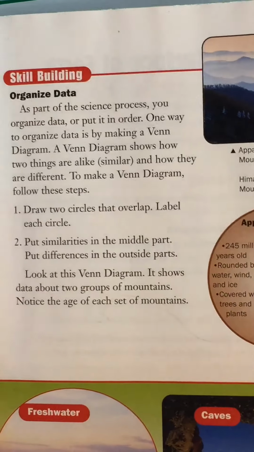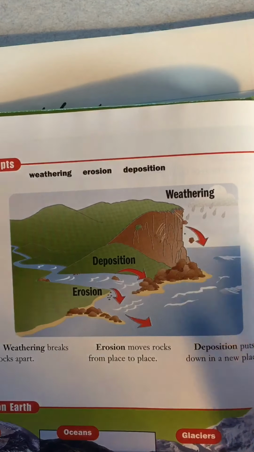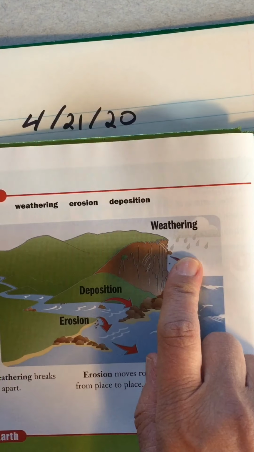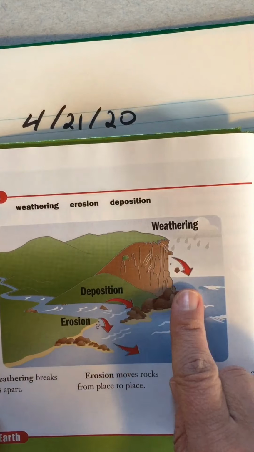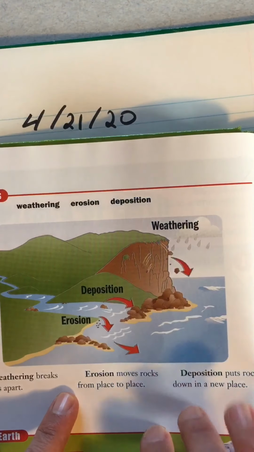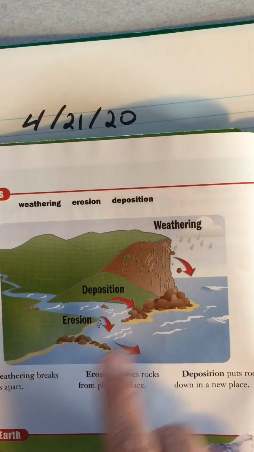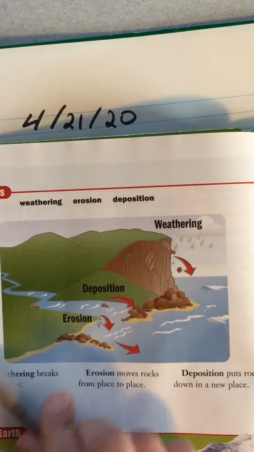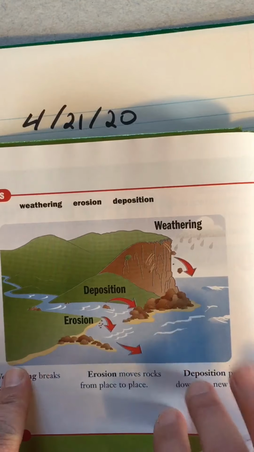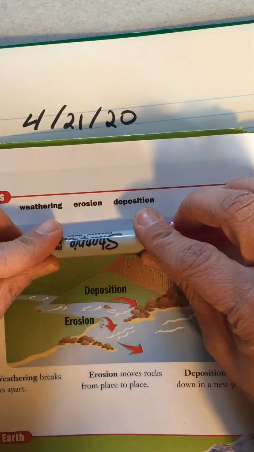Okay, let's take a look at one more picture. Look, this is weathering. The rocks are falling off. Why are they falling down? Because of gravity. Gravity brings it down. This is erosion. Erosion is when the rock is moving from place to place. This is deposition. If the rock was here, it moved to a new place. This is the place it deposited, new place. Weathering, rocks come apart. Erosion, rocks move by wind, water, ice, whatever. Deposition is they moved to a new place.